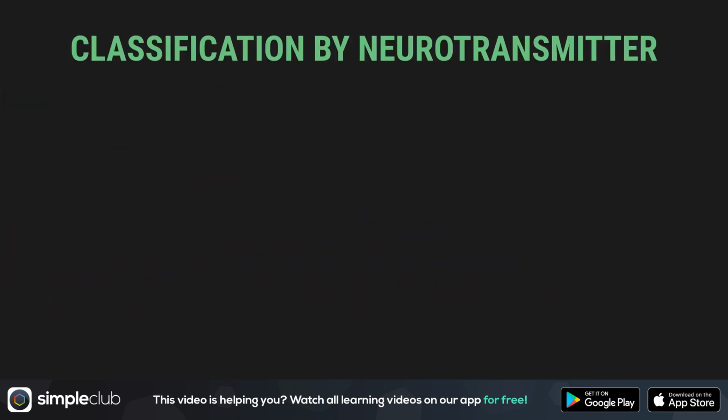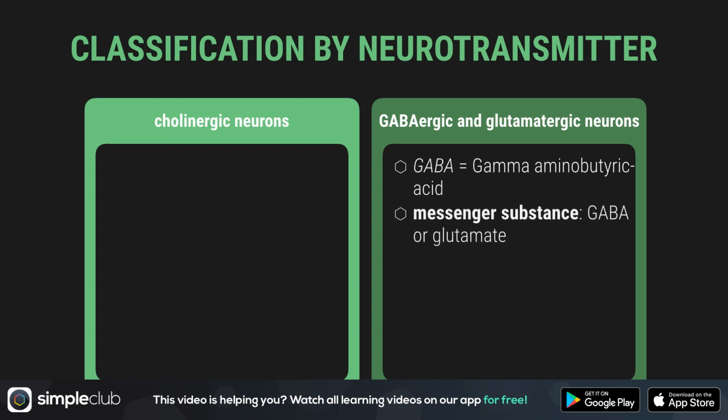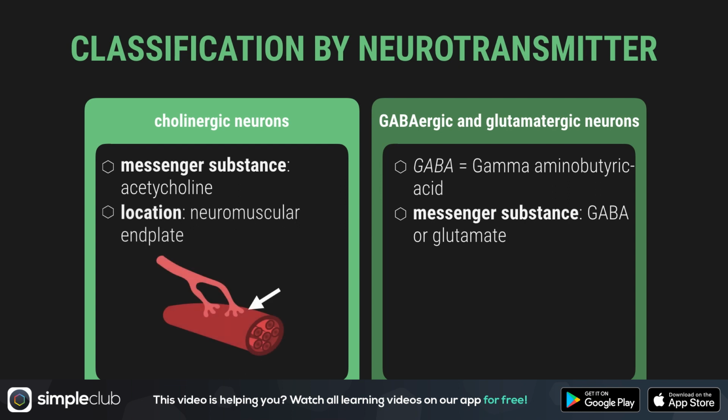The final classification is by neurotransmitters. The different categories are cholinergic neurons and GABAergic neurons, also called glutamatergic neurons. GABA is short for gamma-aminobutyric acid. These nerve cells use GABA, or glutamate, as messenger substances. The cells that use acetylcholine can also be found at the neuromuscular end plate, or rather, where the stimulus is transmitted onto the muscle. All cells that use GABA transmit inhibitory signals, and glutamate is excitatory. They both have an important function in the brain.